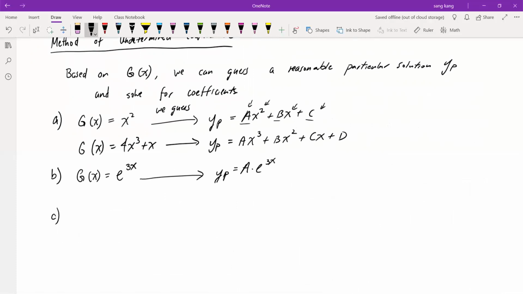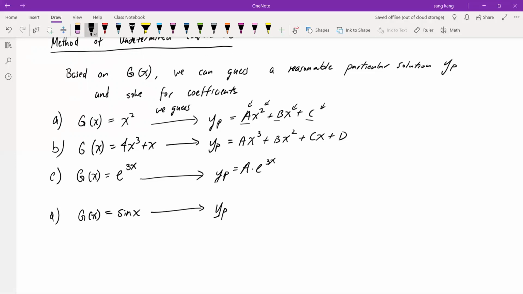So let's look at part C. I guess this will be B, this is C, this is D. So D, we have g as a function of x equals sine x. Since sine and cosine, when you take derivatives, they alternate between sine and cosine, our particular solution should include both.